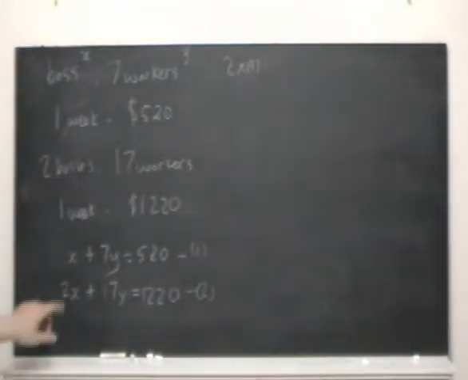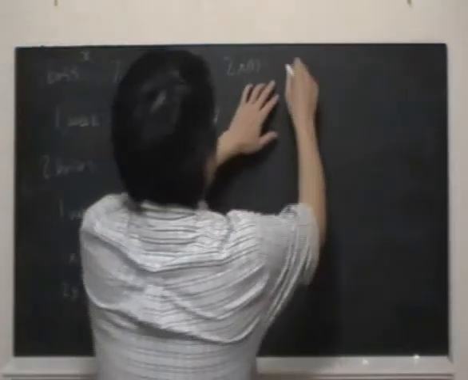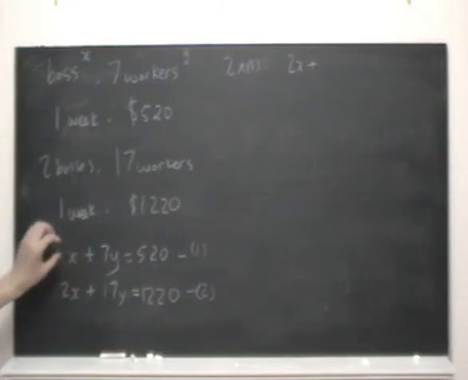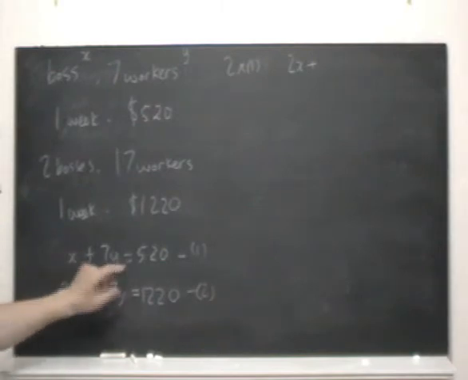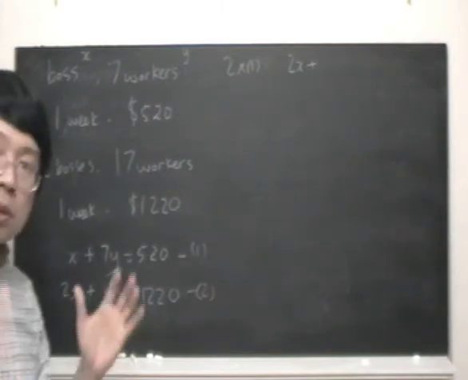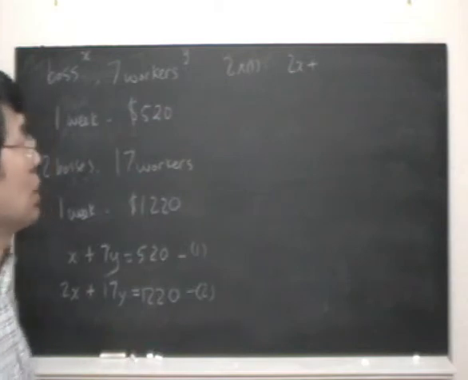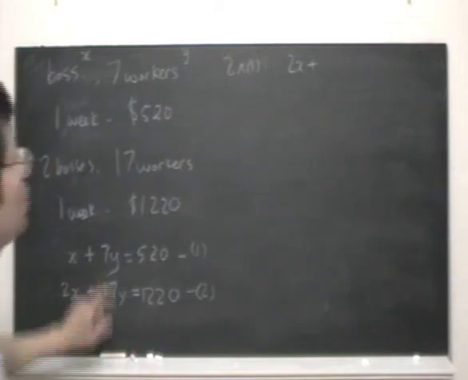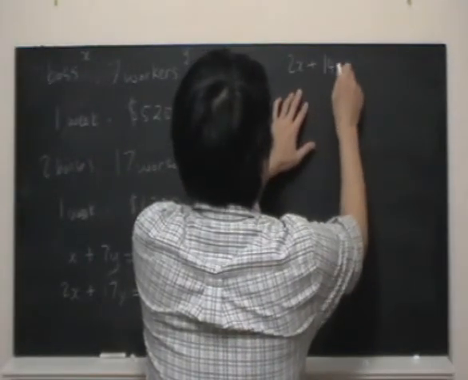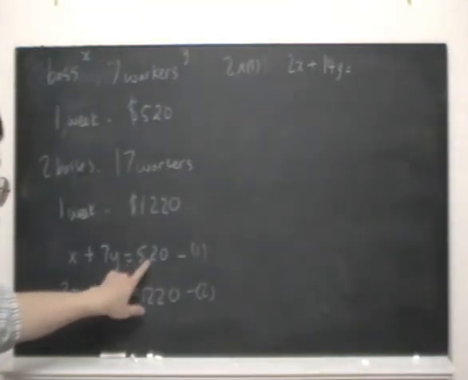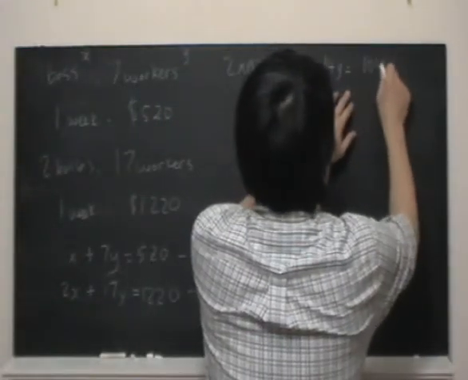2 times equation 1. So I'll get 2X plus 2 times 7Y. Remember, we must multiply each term on the left side by 2, because we must think of the whole left hand side as being in a bracket, because we are supposed to do the addition first before we multiply. So we multiply each term by 2. So 2 times 7Y is 14Y. And on the right hand side, we have 2 times 520, which is 1040. Call that equation 3.